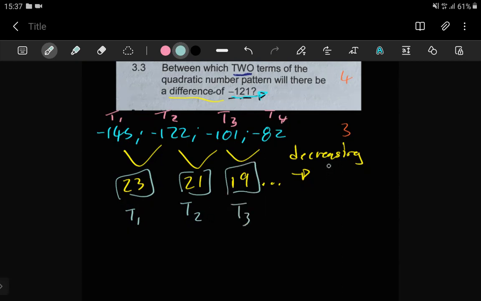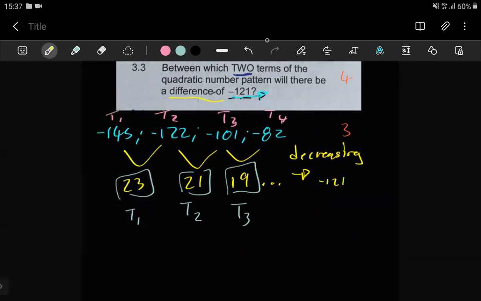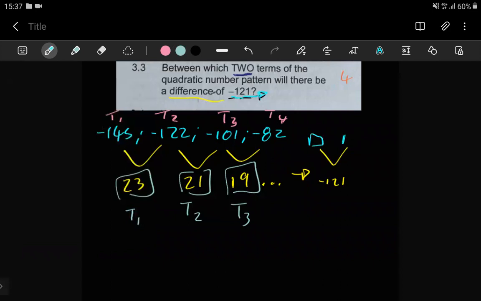Somewhere here, we're going to have the number negative 121. We just have to figure out which two terms, if you subtract them, give us negative 121. Because remember, there's going to be a number in the original sequence here and a number in the original sequence here. We don't know which T this is, and we don't know which T this is. So it's going to be T something minus T something that gives us this 121. That's what this question is asking us.